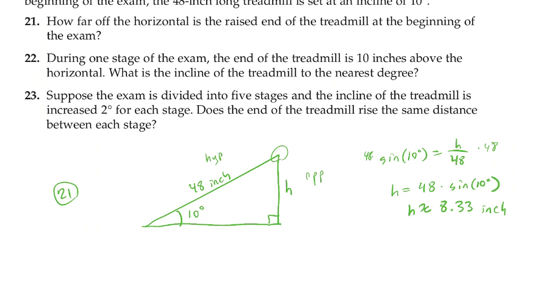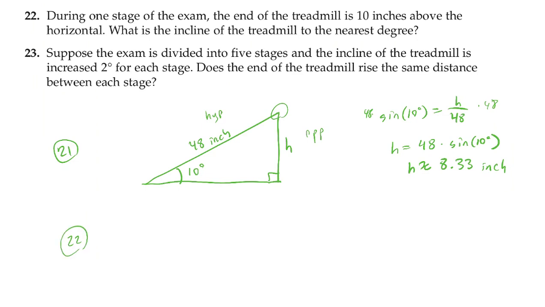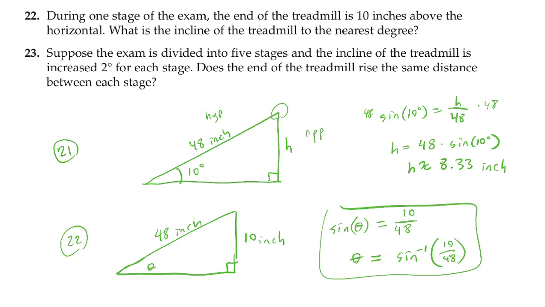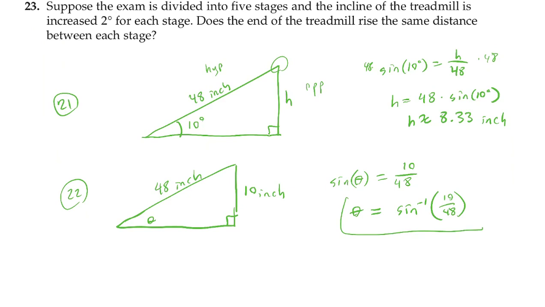And then it says during one stage of the exam, the end of the treadmill is 10 high. So at a different point, we have the same treadmill, so it's still 48 inches long, but the incline is different. Now it's 10 inches up on this side, and they want to know what's the angle of incline. So this time, we still have the same sine function, but now we don't know the angle, but we do know the opposite side's 10 over 48. So we go, okay, well, theta is exactly equal to the inverse sine of 10 over 48. That's just the same expression written two different ways.